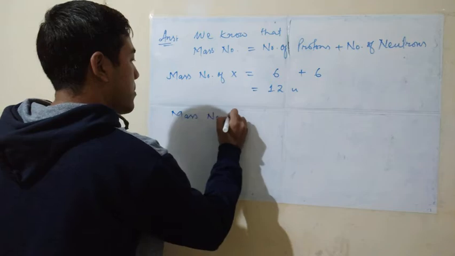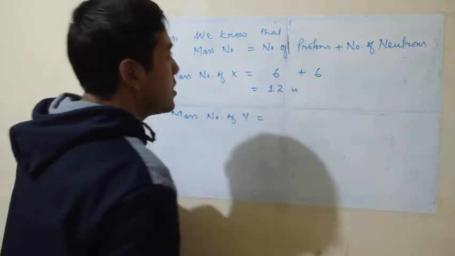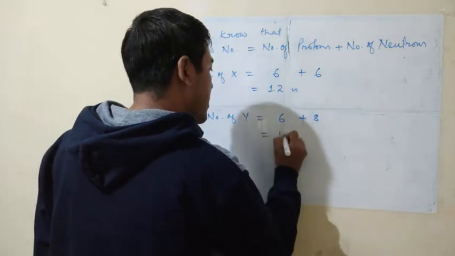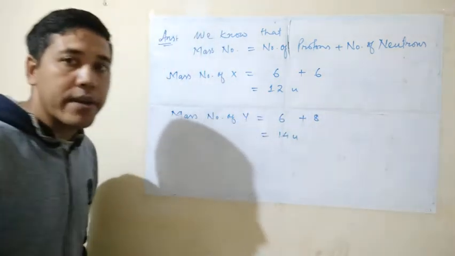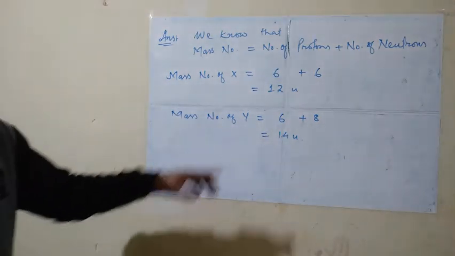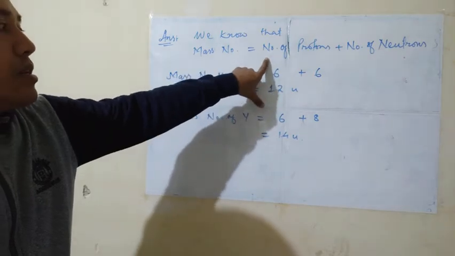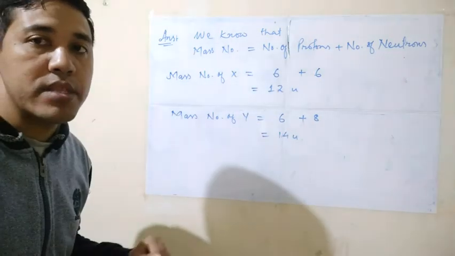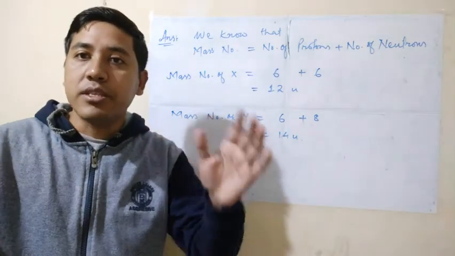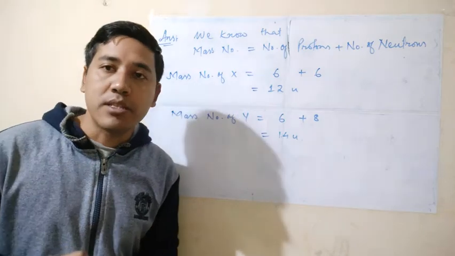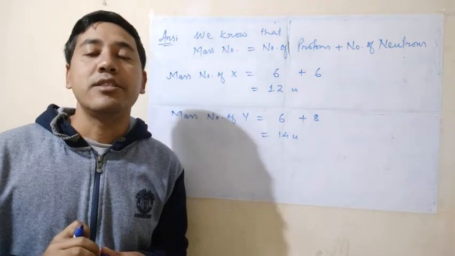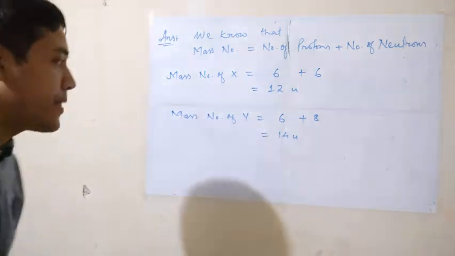And the mass number of Y: how many protons? 6. How many neutrons? 8. That is equal to 14 unit. This is the first part of the answer. The second part: both have the same number of protons, but the difference is only in the mass number. That is, the atomic number is the same but the mass number is different. And this is known as what? Yes, isotope.